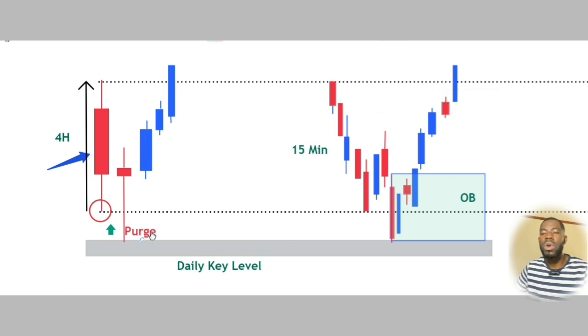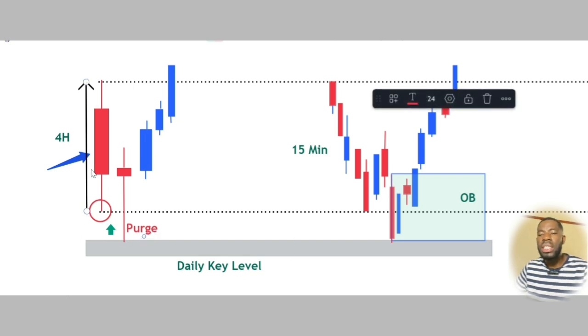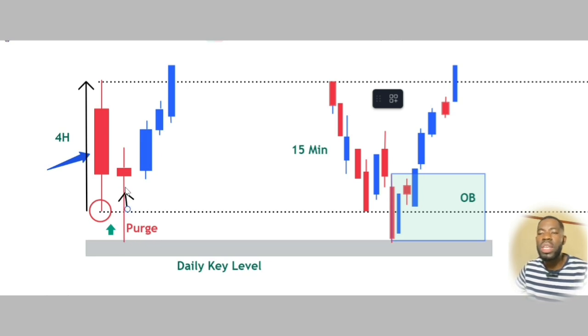All right, so that's what we call a purge. That is our first condition to identify a valid candle range theory pattern. There is a purge below the 4 hour candle that we are focusing on to trade. But the price returns in that purge, the candle returns and closes within the range.